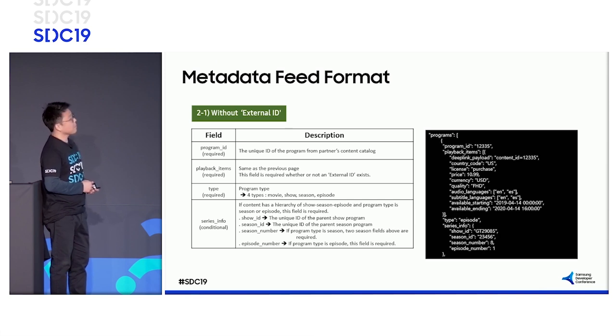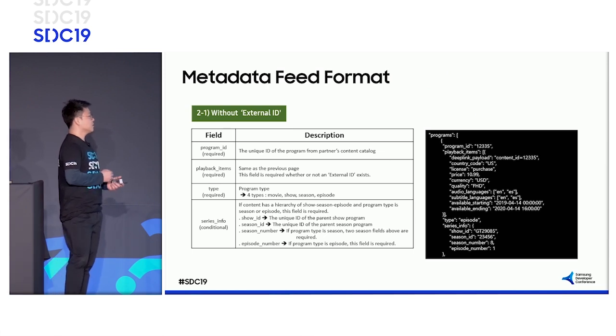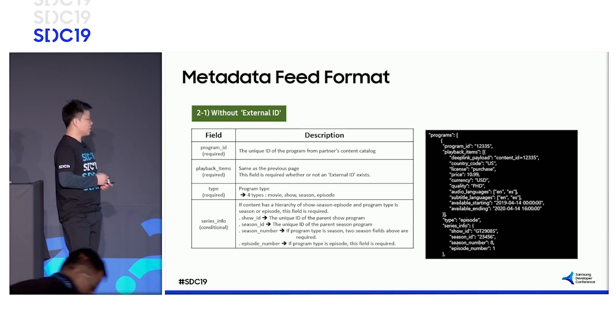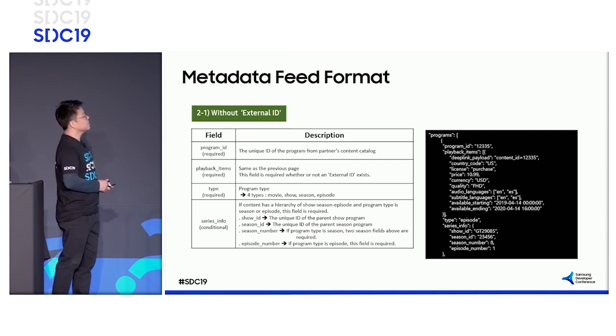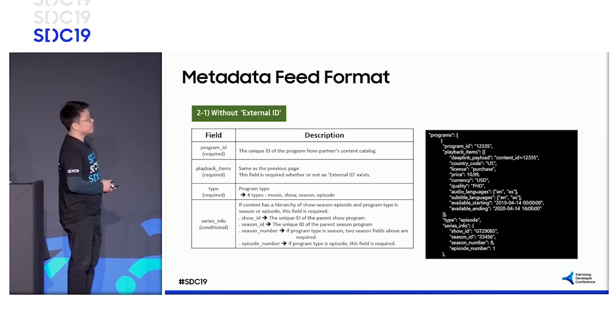For example, if a program is an episode of the drama Friends, the series info of the episode should contain the relating season ID and its episode number. You can check what I'm saying on the right side. It has show ID, season ID, season number, and episode number.